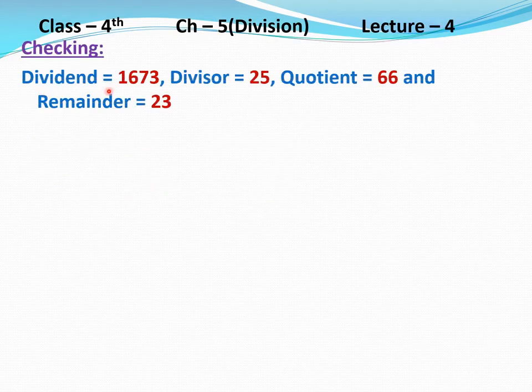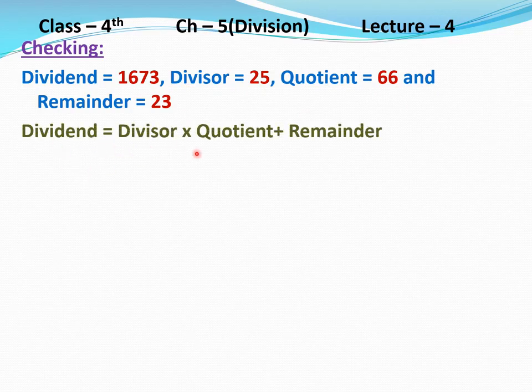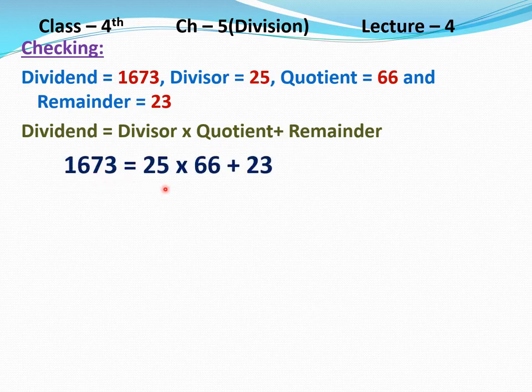Now dividend equal to 1673, divisor equal to 25, quotient equal to 66 and remainder equal to 23. Write down dividend equal to divisor multiply quotient plus remainder. 1673 equal to 25 multiply 66 plus 23. First multiply 25 by 66. Write down 25 multiply 66.